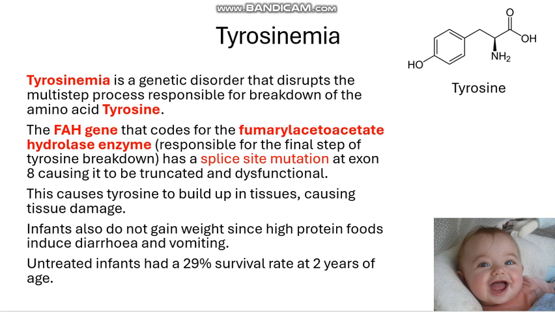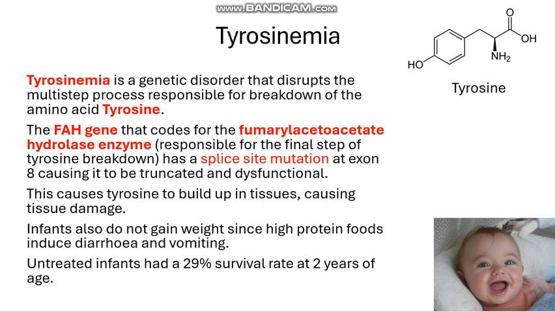A more important example is the case of tyrosinemia, which is a genetic disorder that disrupts the multi-step process that's responsible for breaking down the amino acid tyrosine that we get in a lot of our meat and food and other high protein food sources. So the genetic disorder is caused by a splice site mutation in the fumarate acetoacetate hydrolase enzyme gene, FAH gene for short, responsible for the final step in the breakdown of tyrosine.